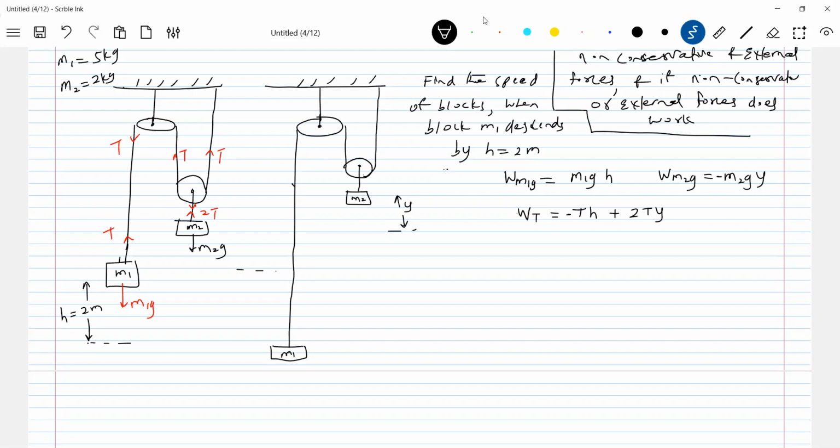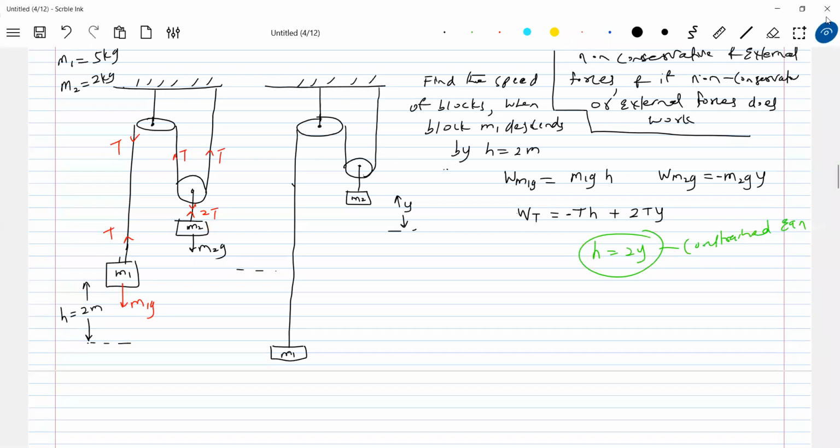If the pulley moves up by 1 meter, 1 meter of string will become loose. Then how much will M1 descend? By 2 meter. So from the constraint equation, what is H? H equal to 2Y. From where am I bringing this? Constraint equation. If the block M2 ascends by 1 meter, then here 1 meter will become loose, no? This 1 meter decreased in these two parts of string will increase here. So M1 will descend by 2 meter. Therefore H equal to 2Y.